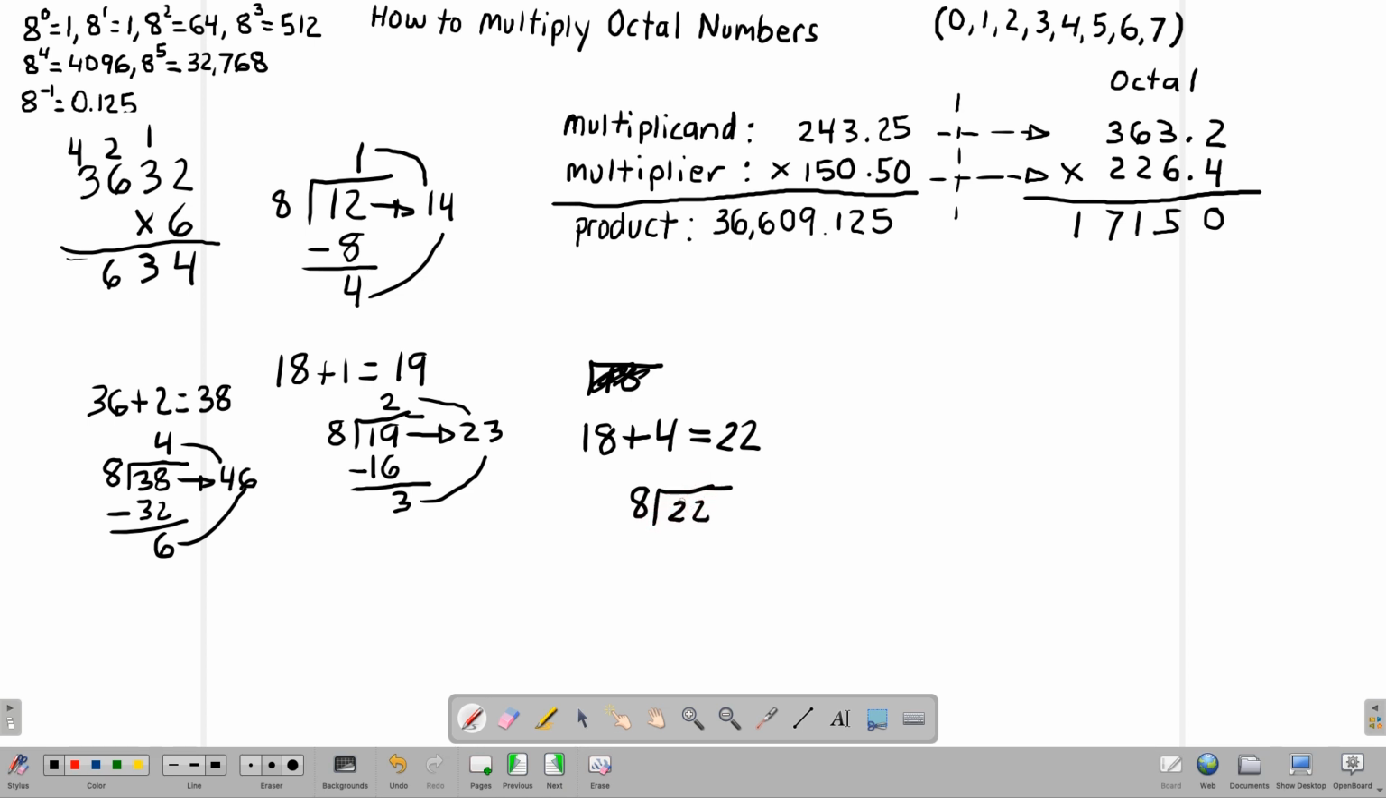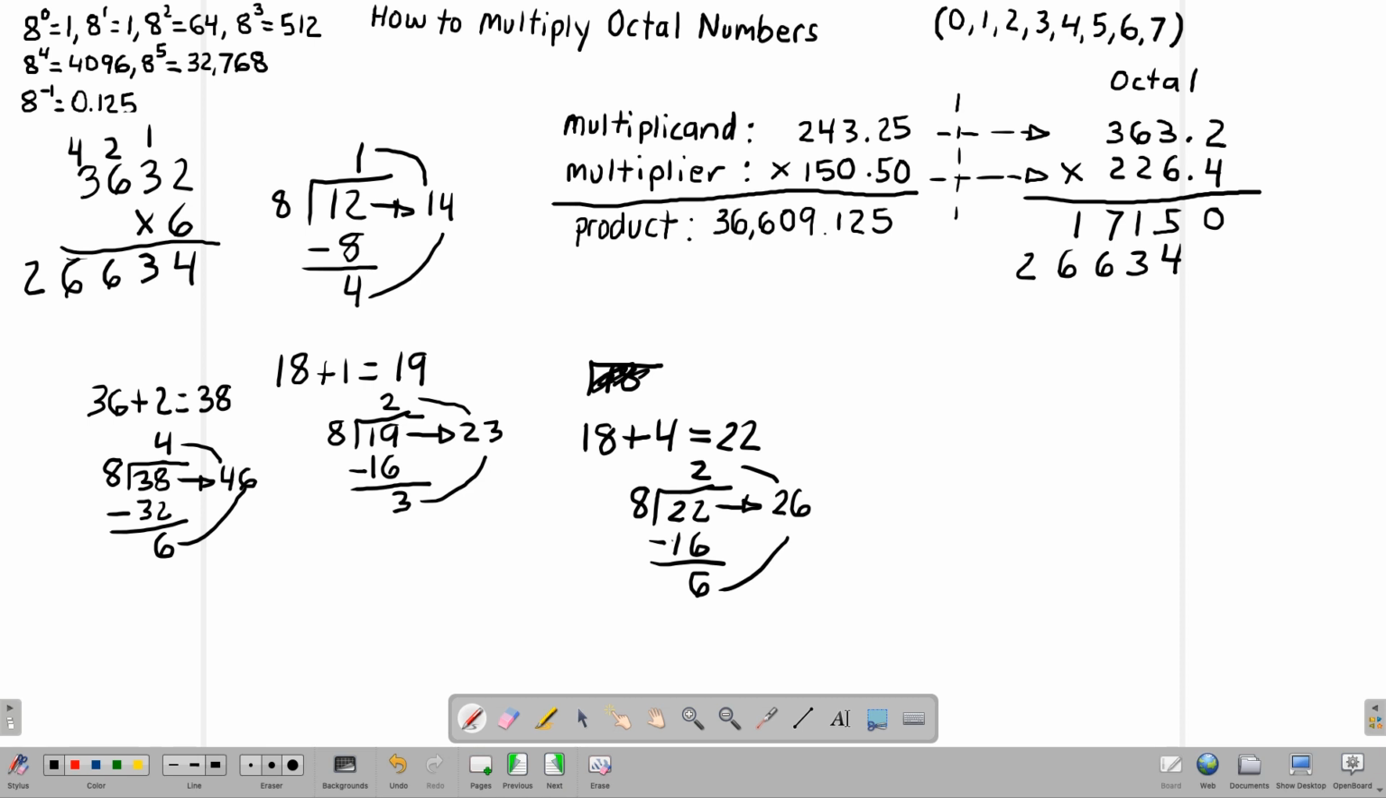And so 8 goes into 22 2 times. 2 times 8 is 16. Then we subtract, and the remainder is 6. So 22 is represented in octal by the value 2, 6. And that's what goes here. All right, so we'll move that over here. It's the same thing. We have to be careful of shifts. So we start the 4 there. The 3 is here. 6, 6, 2.